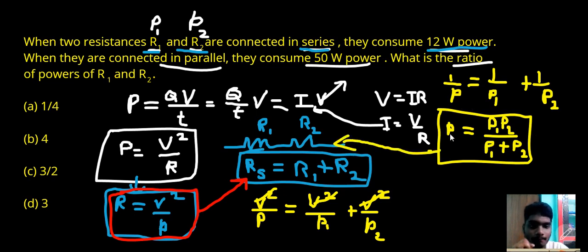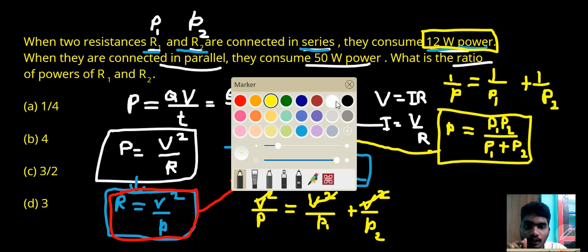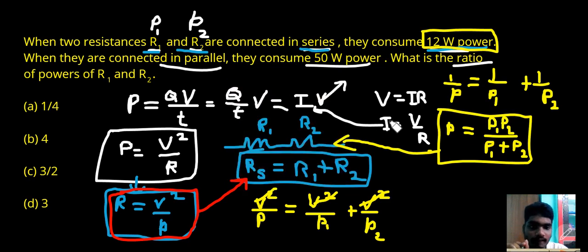So when they are in series, they consume 12 watts. This is very important. I'm just going to substitute the value here. So 12 watts is equal to P1 P2 by P1 plus P2.